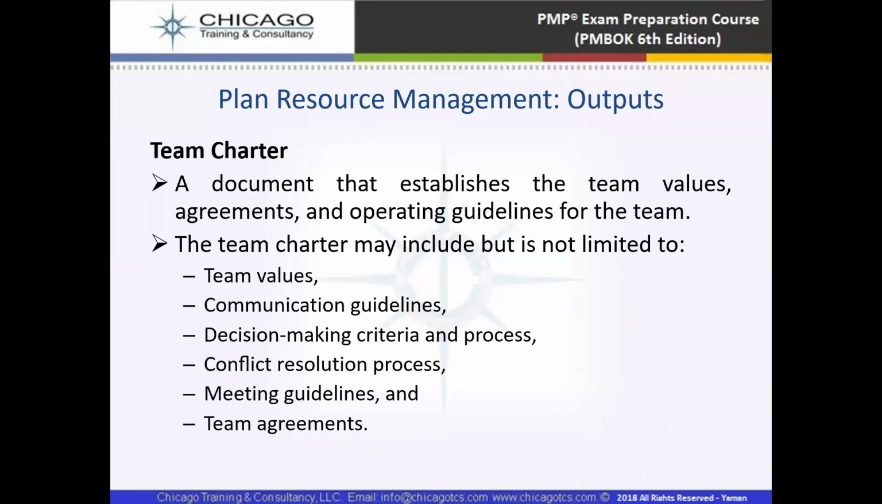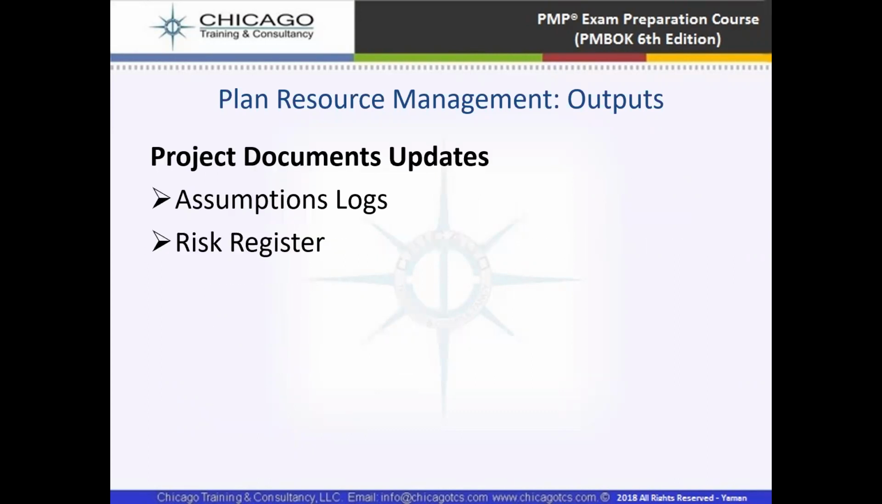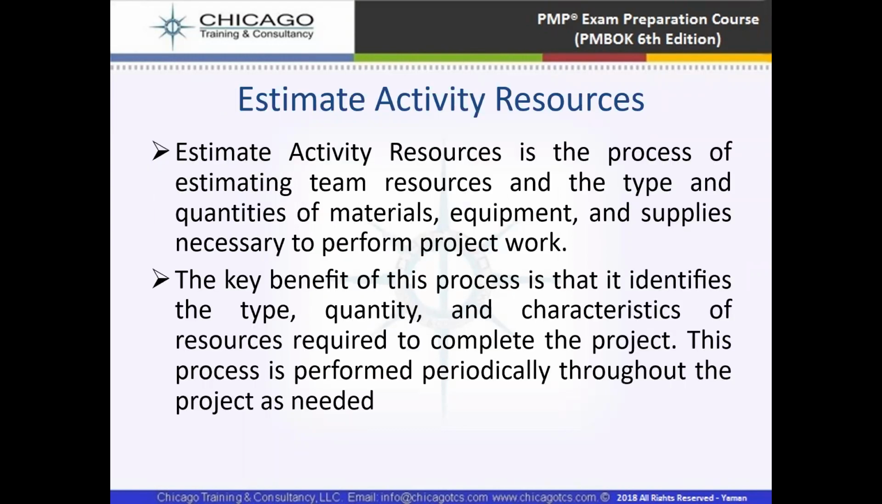And then one of the other outputs is the team charter, the document that establishes the team values, agreements, and operating guidelines for the team. So basically the team charter includes the team values, the communication guidelines, and then the decision-making criteria, conflict resolution process, meeting guidelines, and team agreements. And then we have updates to the assumption log and the risk register as project documents.